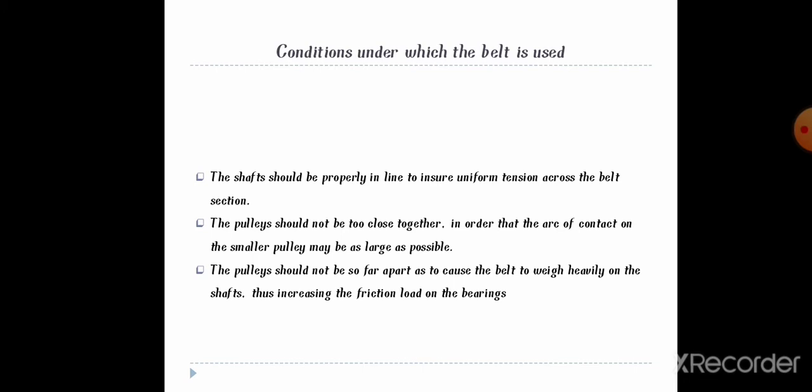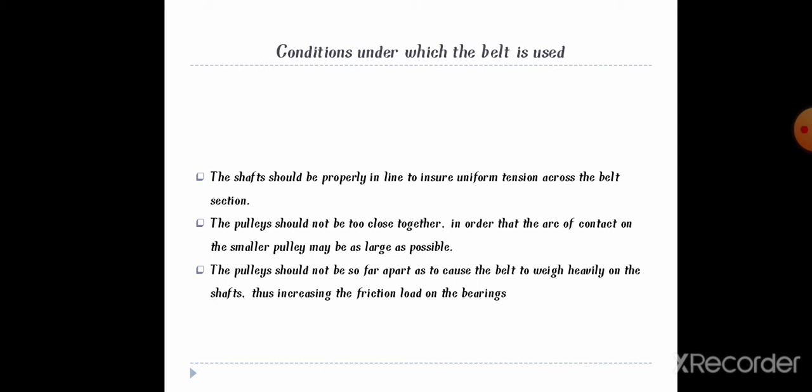Conditions under which these belts are used. The shafts should be properly inclined to ensure uniform tension across the belt section. To obtain uniform tension, both the driving and driven shafts should be placed in line. The pulleys should not be too close, so that the arc of contact of the smaller pulley is as large as possible.